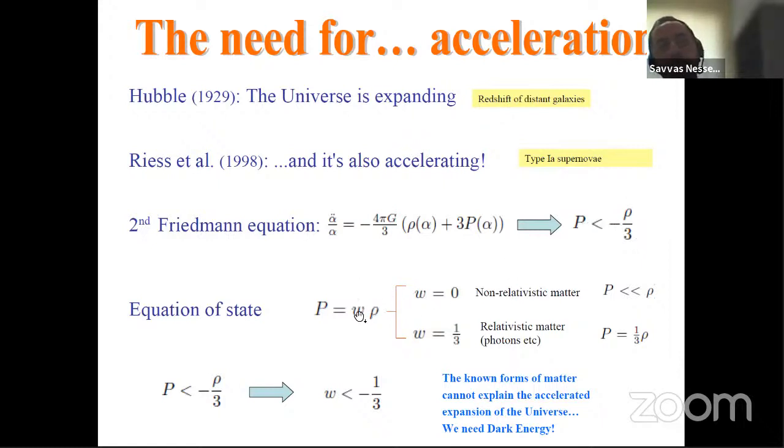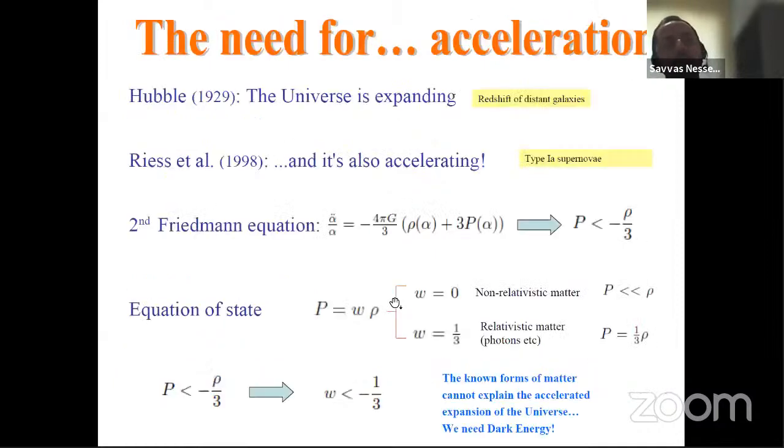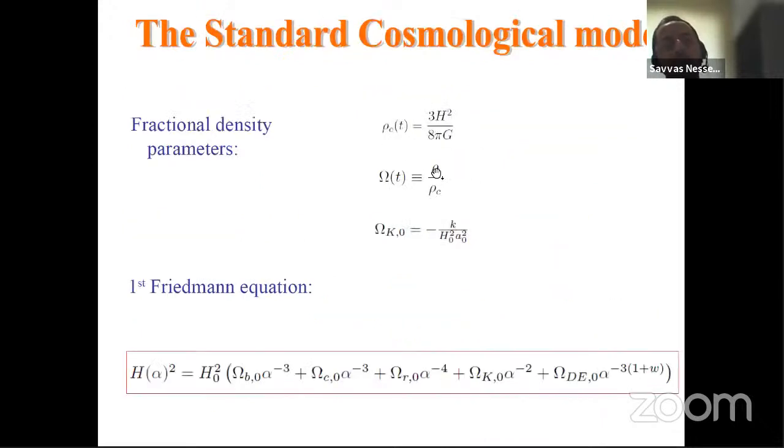And if we introduce the equation of state w, which is 0 for non-relativistic matter and 1/3 for relativistic matter, then this means that the known forms of matter cannot explain the accelerated expansion of the universe, because non-relativistic matter has w equals 0 and relativistic matter has w equals 1/3, and this has to be smaller than minus 1/3. So we need something which has an equation of state smaller than minus 1/3 in order to explain the accelerated expansion. And finally, if we go back to the first Friedmann equation and introduce the so-called fractional density parameters, then we can write it in this nice form, which only depends on the scale factor and the density parameters, the omegas, which are dimensionless.